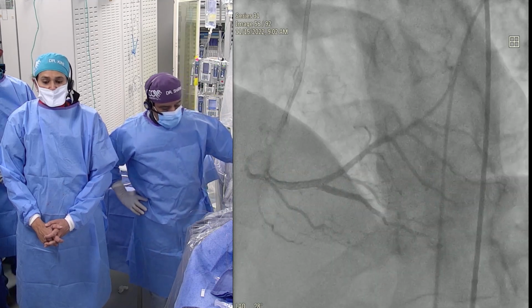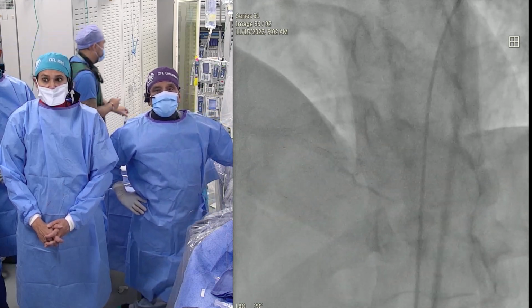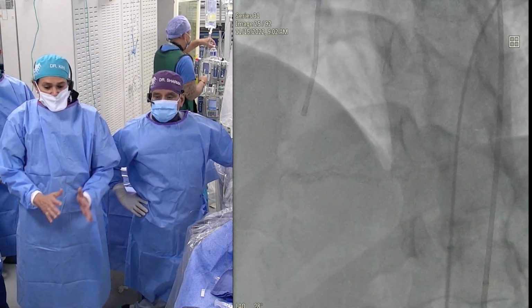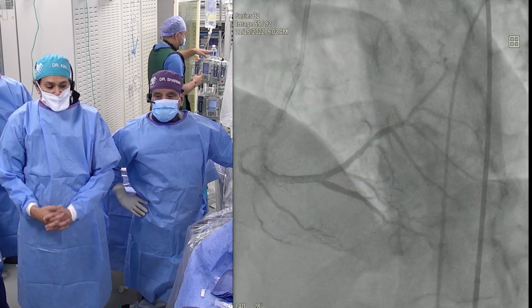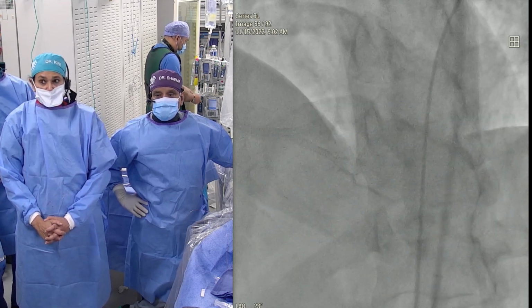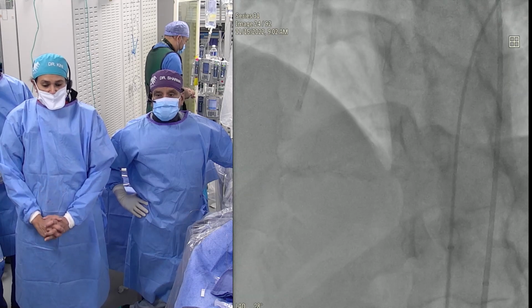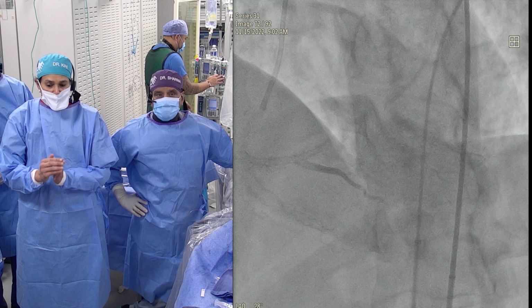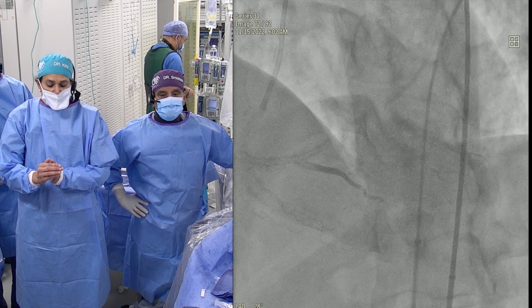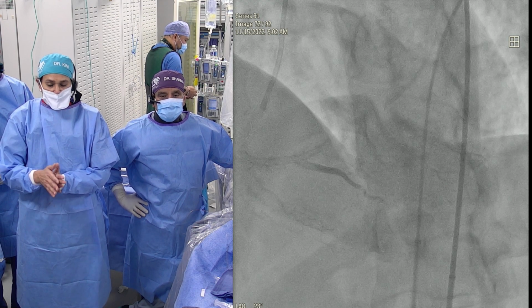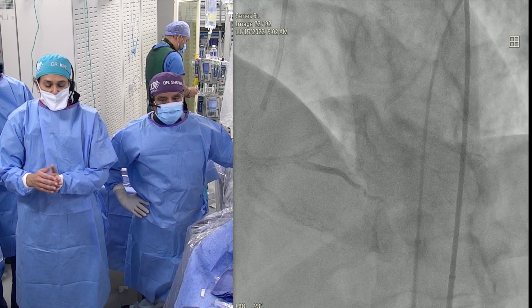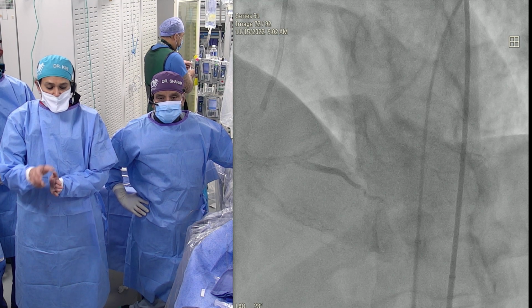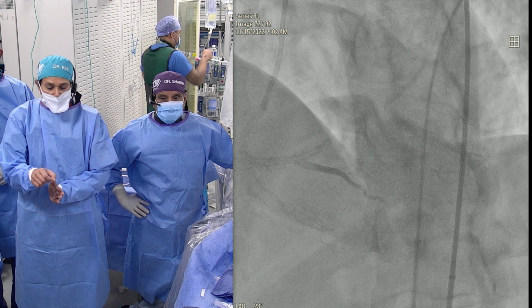That way all your branches are intact rather than causing dissection and re-entry and you lose many of the branches here. So every single branch we were able to keep here. So you saw us. Your CTO stopped at the crux, which is a PDA and AV continuation bifurcation. So we exited into the AV continuation. We were able to dilate.